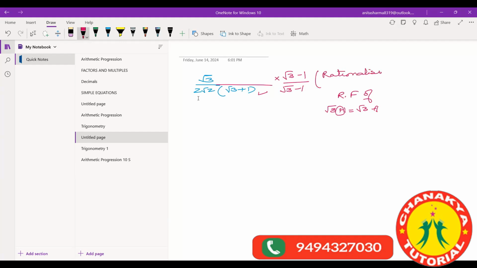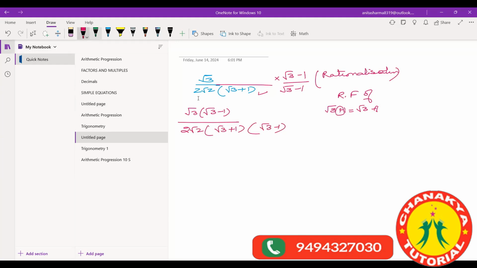Got it, my point, children? Yes, this is called rationalization. Now root 3 multiplied by root 3 minus 1. I have written this root 3 minus 1 within a bracket only. Now divided by, now multiply this, 2 root 2 into root 3 plus 1 and root 3 minus 1.